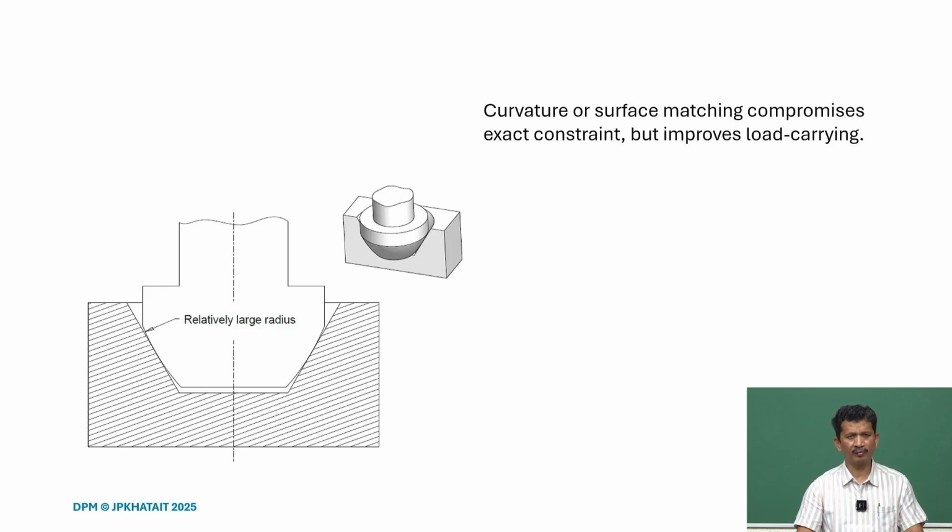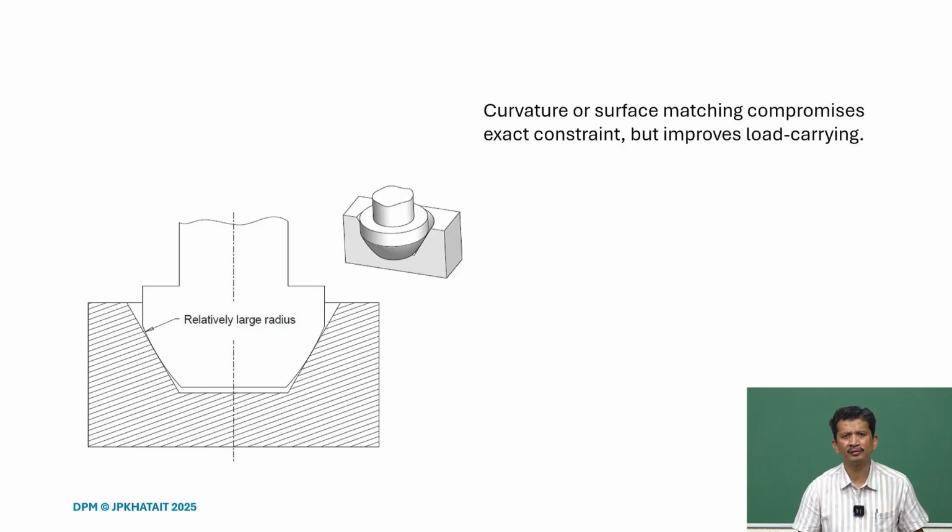So, that is about nesting force. When we are talking about exact constraint, what we also understand is that contact removes 1 degree of freedom and provides 1 constraint. But we also realize that a point contact will give rise to a lot of stresses, because the area of contact is very small.